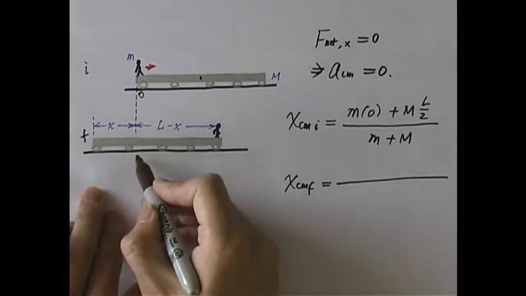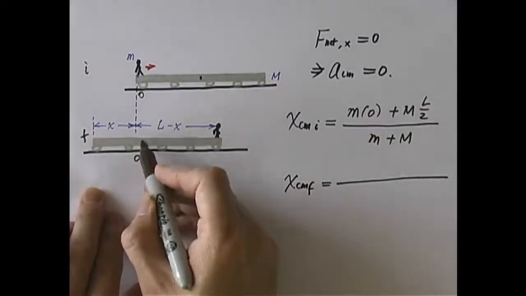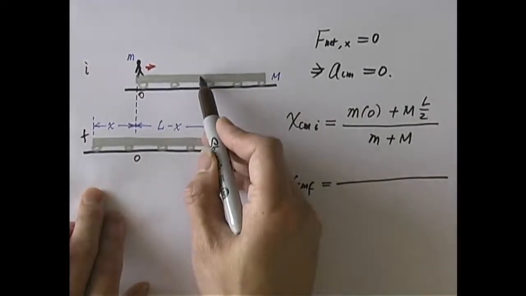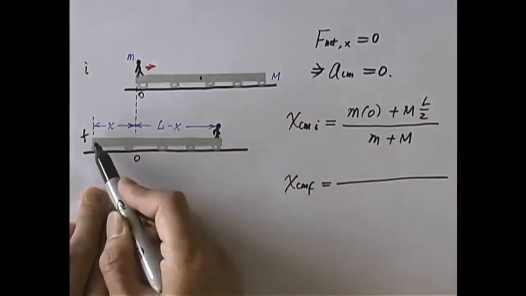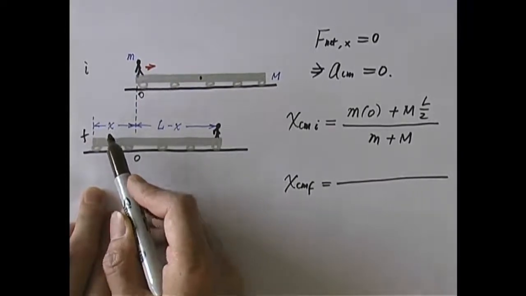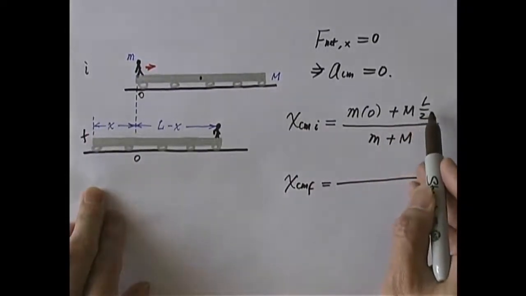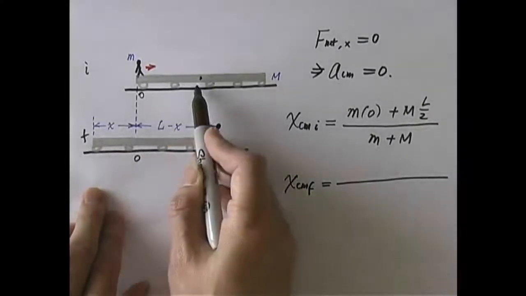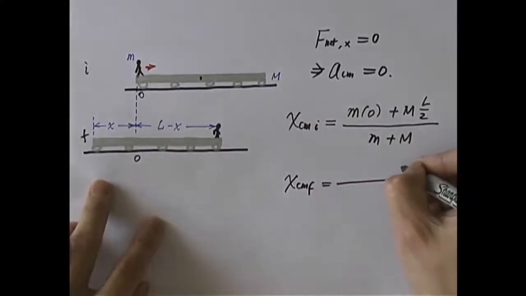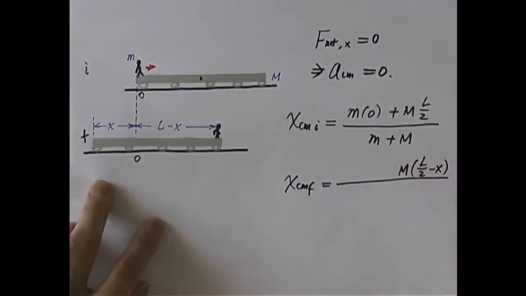Okay, again, here is our origin, right? So, is the center of mass of the car still here? No, the whole car has moved leftward by distance x. So the center of mass of the car is no longer at L over 2 anymore. Rather, it's L over 2 minus x, right? It's L over 2, and from this one you go back by x. So the contribution from the cart is now capital M times L over 2 minus x, right?